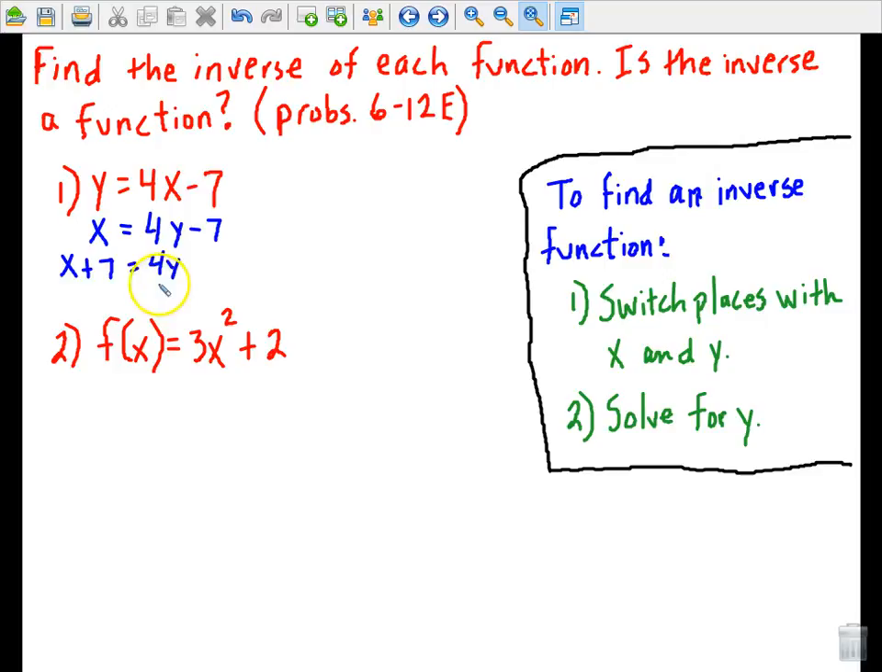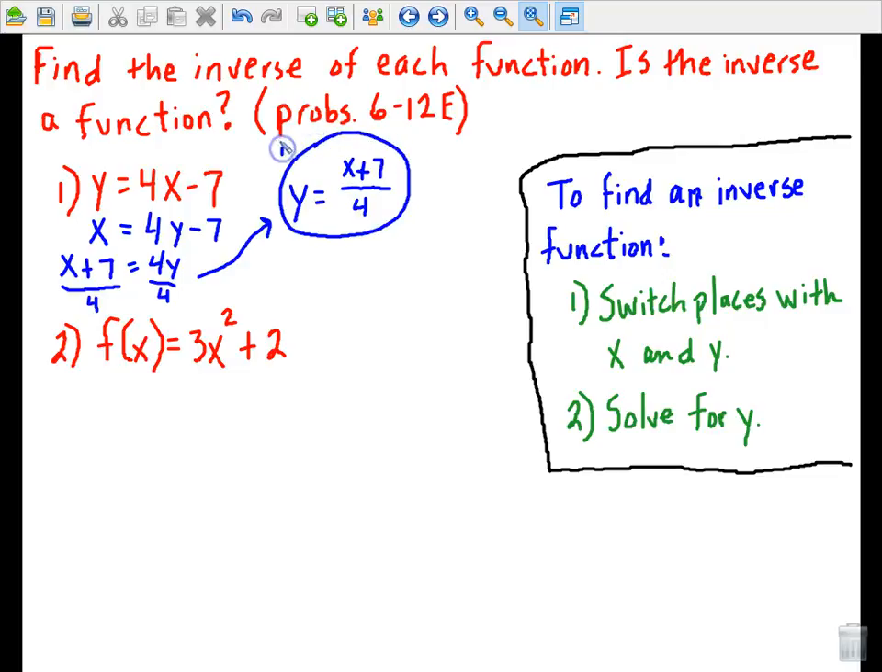And then my final step will be to divide by 4. That's the way we undo multiplication by 4. So my answer here to the first part of the instructions, find the inverse, and I'll just turn it around: the inverse will be y equals x plus 7 divided by 4. Okay, so that's the answer to the first sentence. We'll call that maybe answer part 1. Well, now, what is the answer to this question?